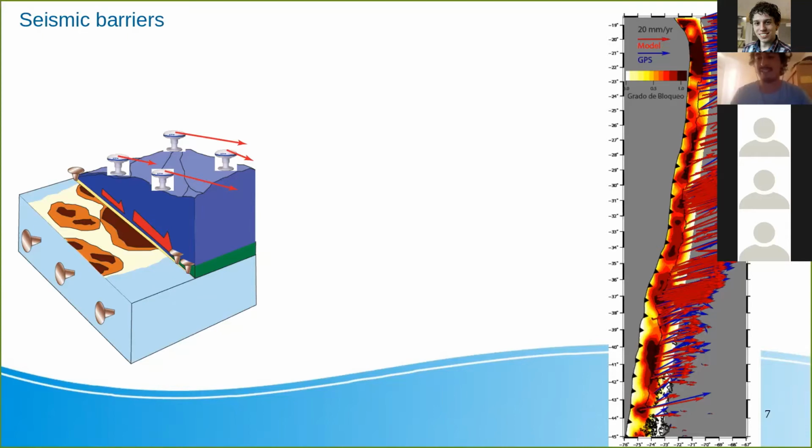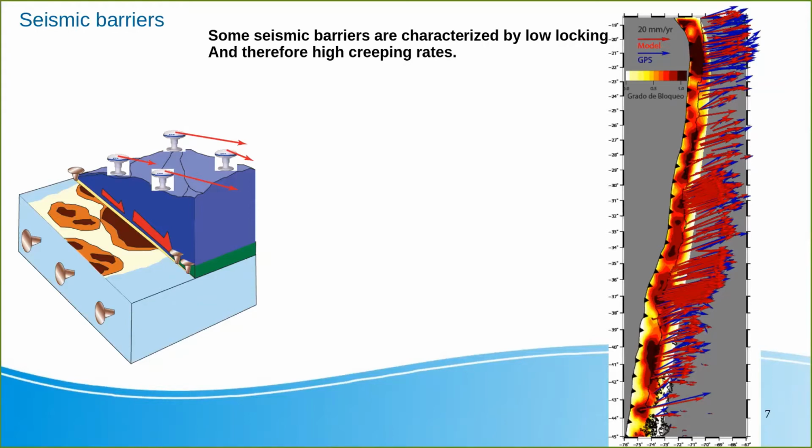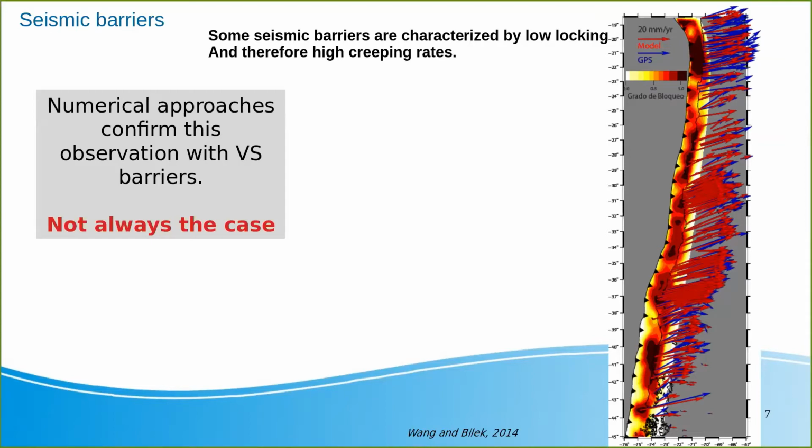Or stable sliding. So as you can see here, we have a map with along-strike locking segmentation for the Chilean margin. And usually people have seen that some seismic barriers are characterized by low locking and therefore high creeping rates. As for example, here, I have an error in the image, but here, for example, in the Maule area, the Maule 2010 earthquake ends in this area of high or intermediate locking.